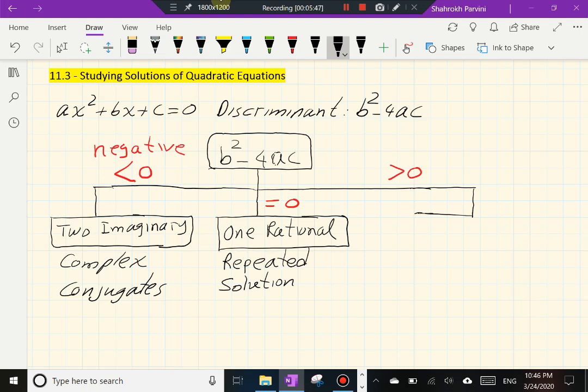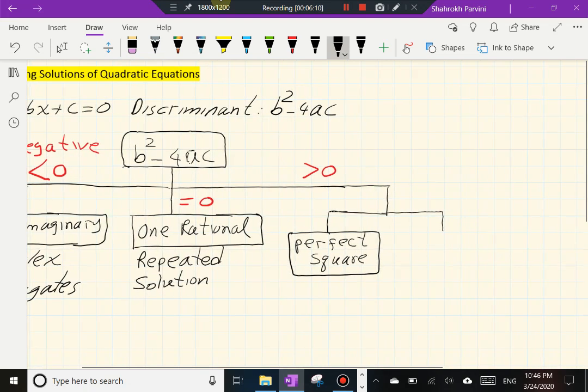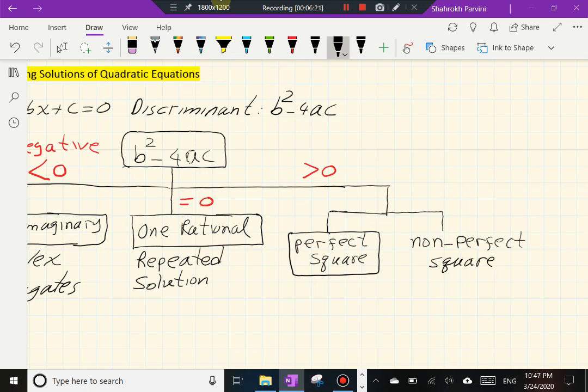So it's going to depend, because the discriminant is a positive number, on whether this number is a perfect square or not. So I'm just going to write perfect square, and we're going to box this one. The other possibility is, what if it's not a perfect square? That means it's a non-perfect square. So I'm going to put non-perfect square here. Okay, so we're going to look at both cases where the discriminant is positive.